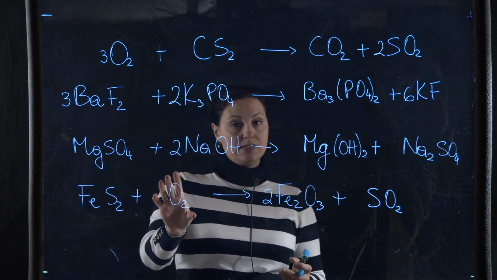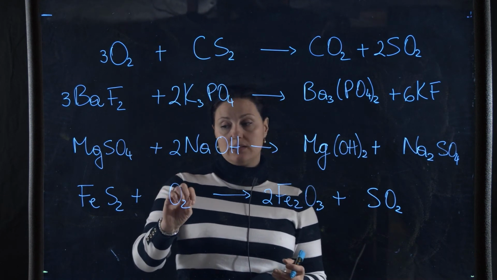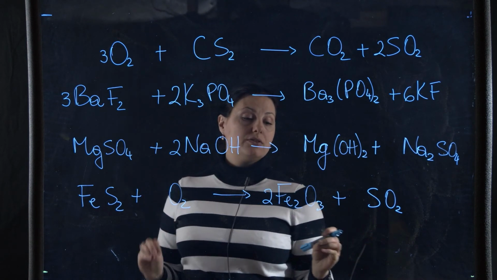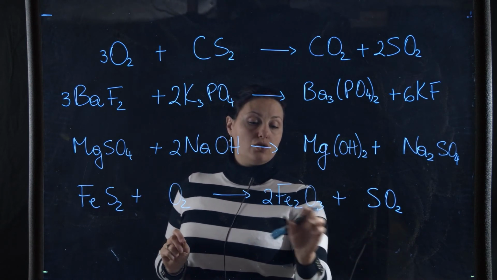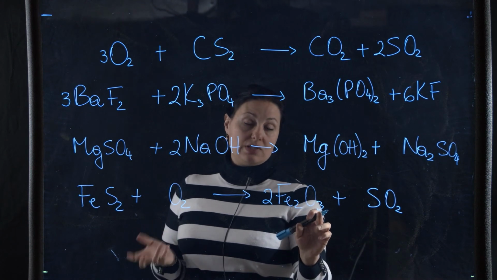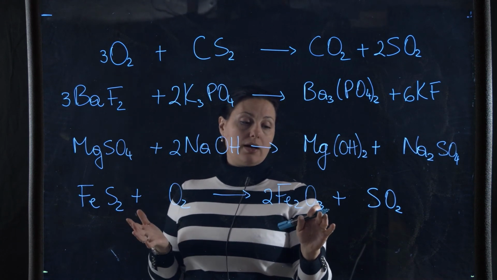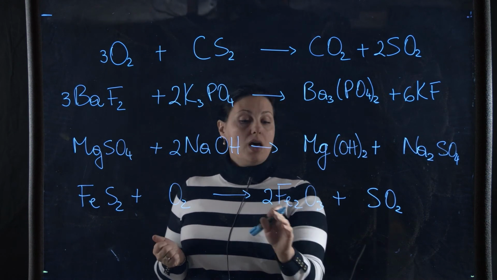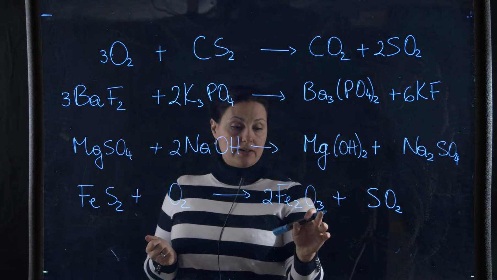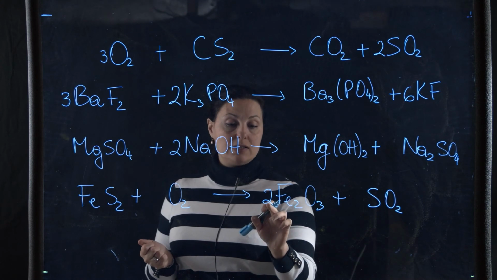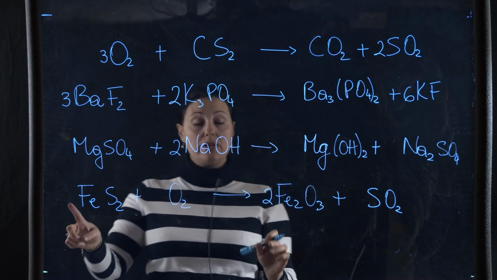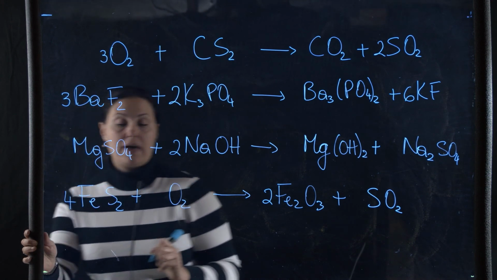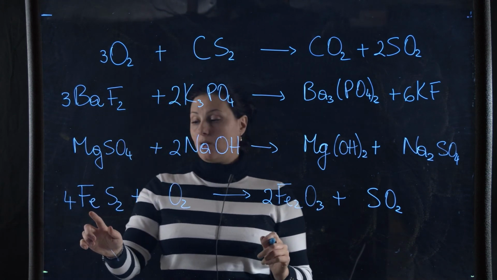Therefore, that will make this oxygen easier to balance. So leave the oxygens for last to balance, but if you see odd numbers of oxygens, try to make them even. I made this oxygen an even number, but now I changed my irons. I have 4 here and I only have 1 here. Therefore, I can put a 4 in front of my iron here to balance it out.